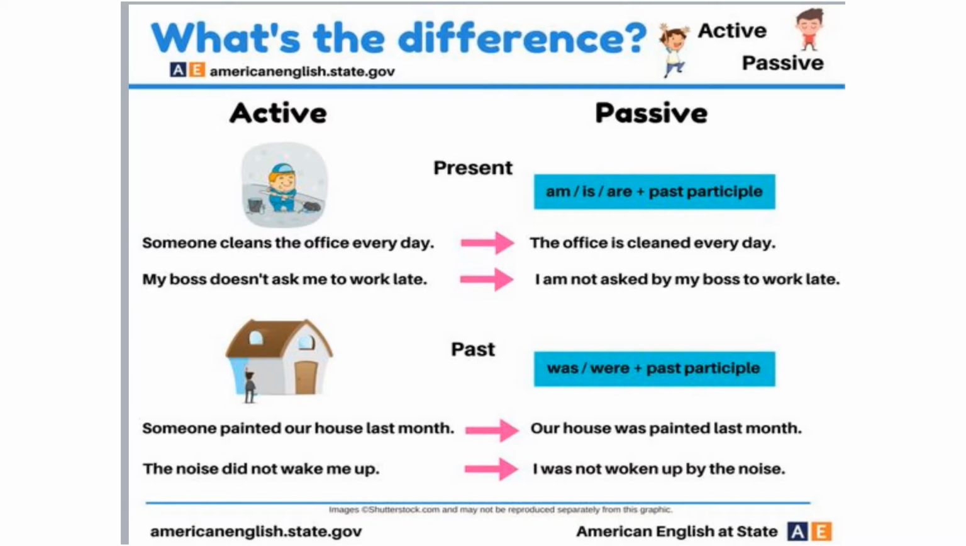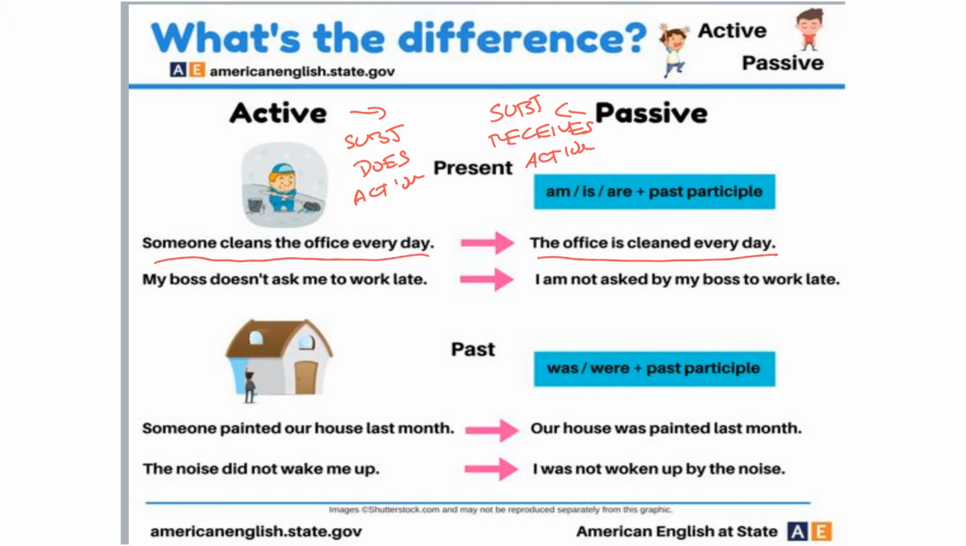The primary difference is simply that in the active, the subject does the action, and in the passive, the subject receives the action. Alright, so we're just switching things around a little bit. So, someone cleans the office every day. The office is cleaned every day.